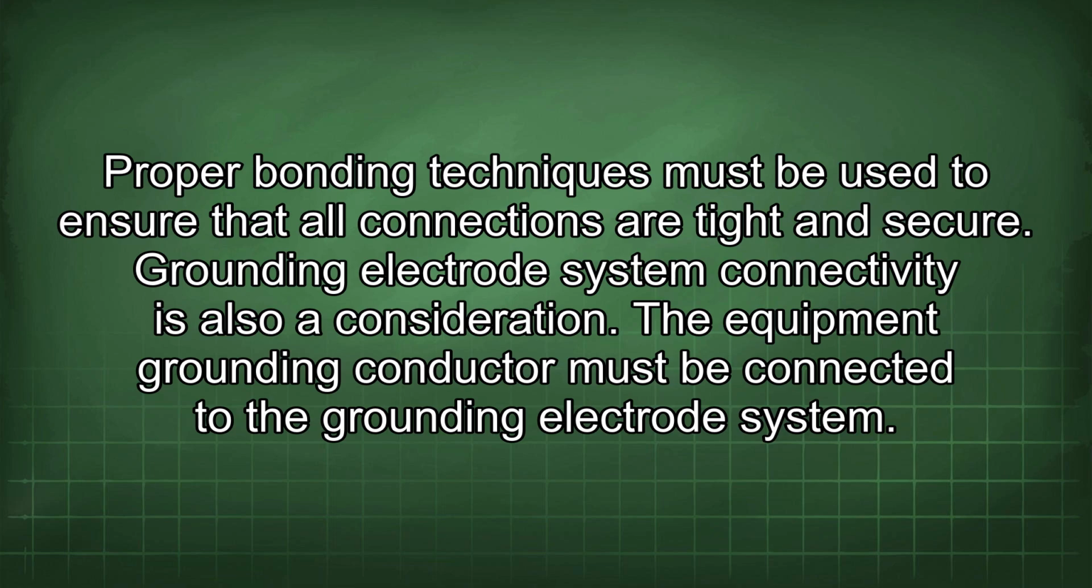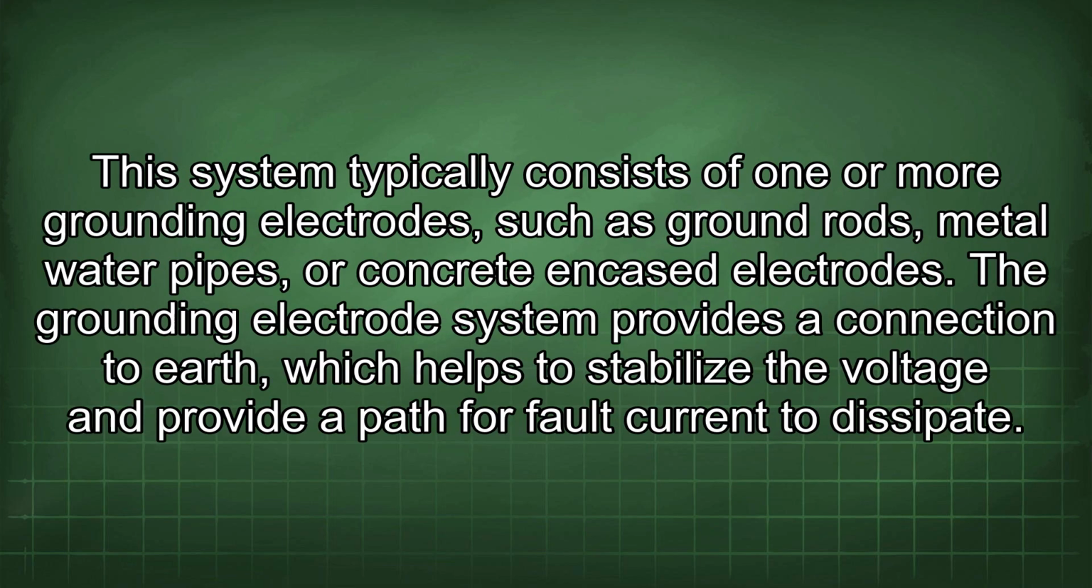Grounding electrode system connectivity is also a consideration. The equipment grounding conductor must be connected to the grounding electrode system. This system typically consists of one or more grounding electrodes, such as ground rods, metal water pipes, or concrete encased electrodes. The grounding electrode system provides a connection to earth, which helps to stabilize the voltage and provide a path for fault current to dissipate.